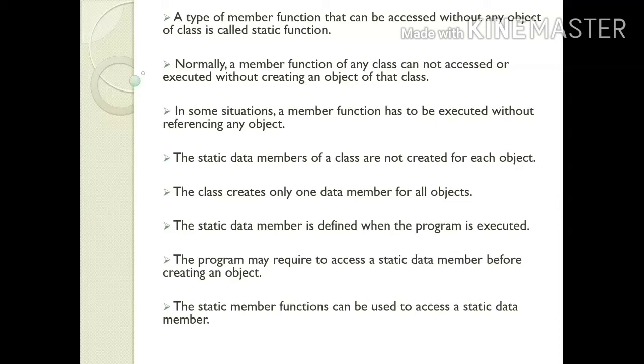The static data members of a class are not created for each object. The class creates only one data member for all objects. The static data member is defined when the program is executed. The program may require access to a static data member before creating an object. The static member function can be used to access a static data member.